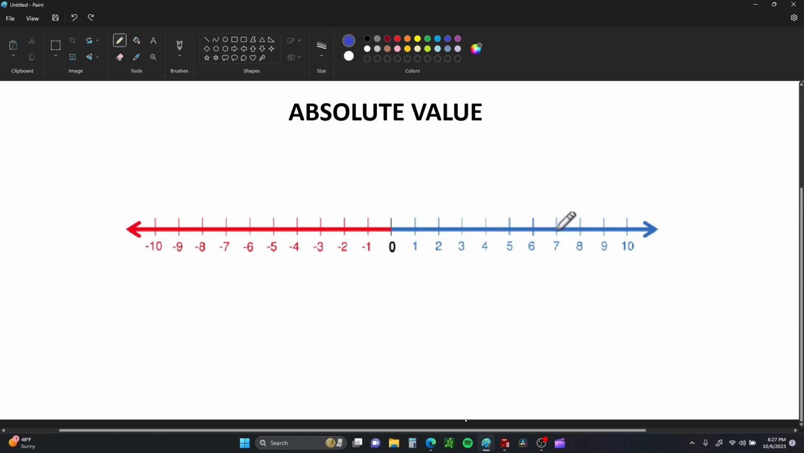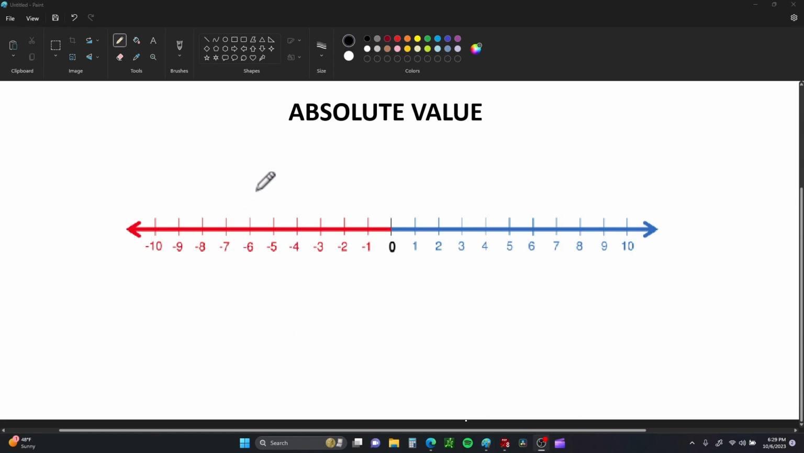So if I'm looking at 7, 7 is 7 spaces from zero. Well, going to -7 is also 7 spaces from zero. So the way that we write this, if I want the absolute value of 7, is with these bars, not the number 1. It's sort of like a tall bracket with the 7 inside. And it's saying absolute value of 7 is 7 spaces from zero. Well, absolute value of -7, that's also 7 spaces from zero. Absolute value is never a negative number. It's always going to be a positive answer.